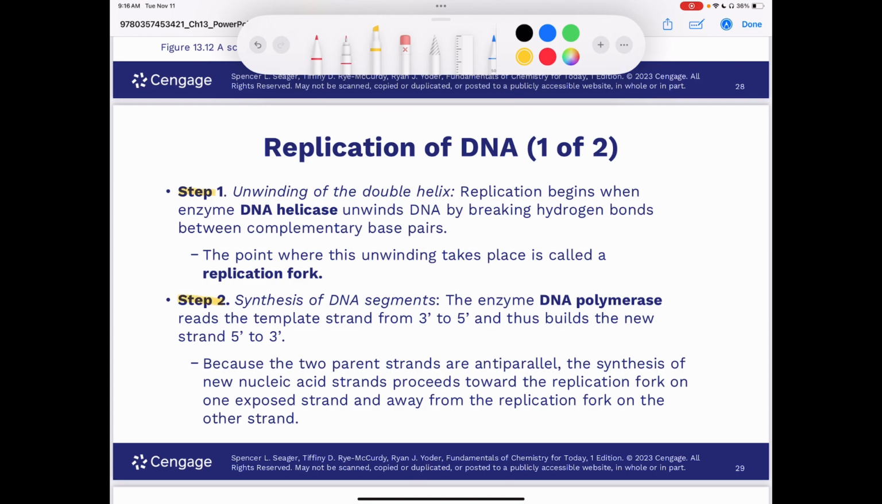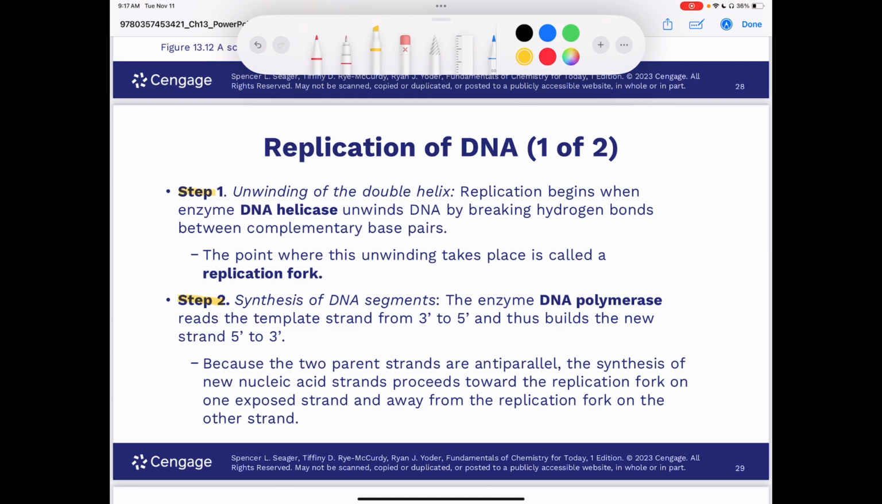In step two, we have the synthesis of DNA segments. DNA replication takes place along both nucleic acid strands separated in step one. The process proceeds from the 3' end toward the 5' end of the exposed strand, which is what we refer to as the template. Because the two strands are antiparallel, the synthesis of new nucleic acid strands proceeds towards the replication fork on one exposed strand and away from the replication fork on the other strand.